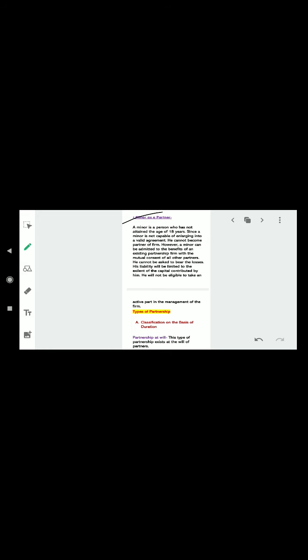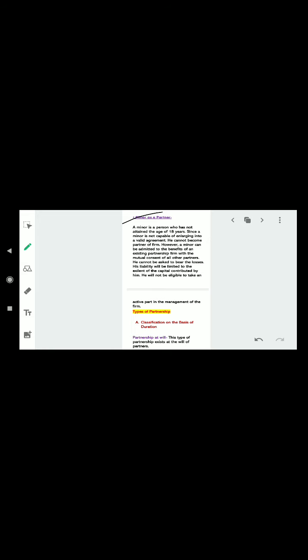A minor has a right to such share of property and profit of the firm as may be agreed upon by all the partners, and he may inspect the accounts of the firm or take note of the accounts. At any time within 6 months of his attaining majority, that means completing 18 years of age, the minor may give public notice that he has decided to become or not to become a partner of the firm.